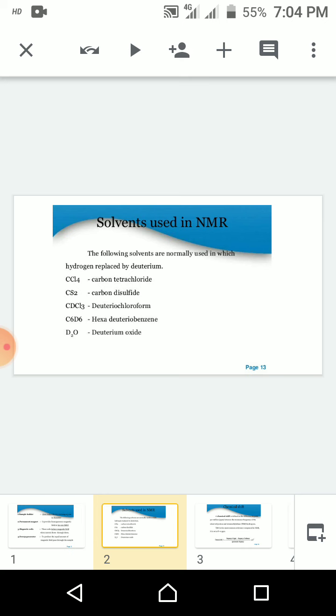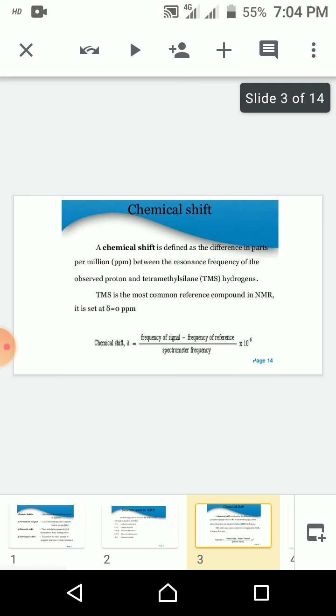The following solvents are normally used, in which the hydrogen is replaced by deuterium: CCl4, called carbon tetrachloride, CS2, carbon disulfide, CDCl3, deuterochloroform, C6D6, deuterobenzene, and the last one is D2O, that is deuterium oxide, which is obtained from water.